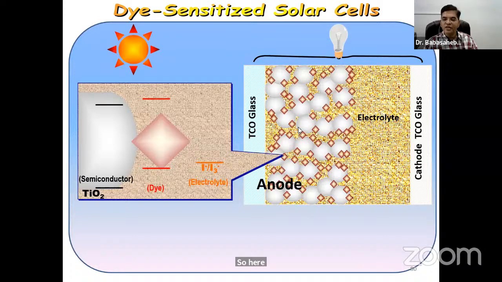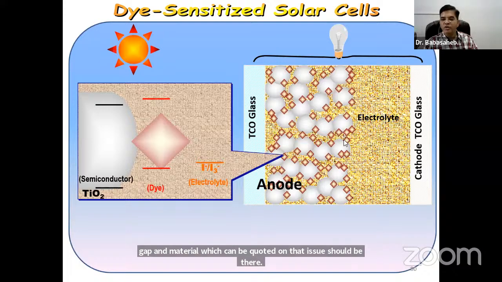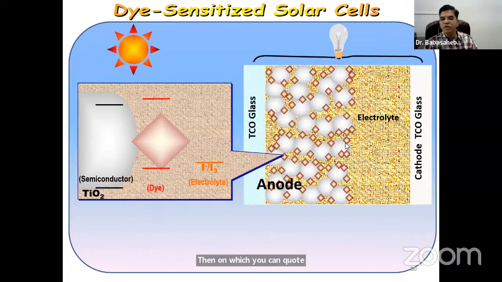So here, interconnection of the nanoparticles, wide band gap, and a material which can be coated on the TCO glass should be there. Then on it you can coat one monolayer of the dye. The dye is responsible for absorption of the light, not this wide band gap material called TiO2, or you can use zinc oxide having a band gap greater than 3 electron volt.